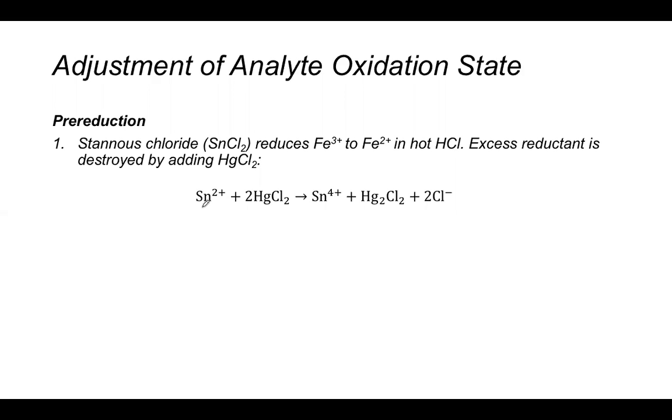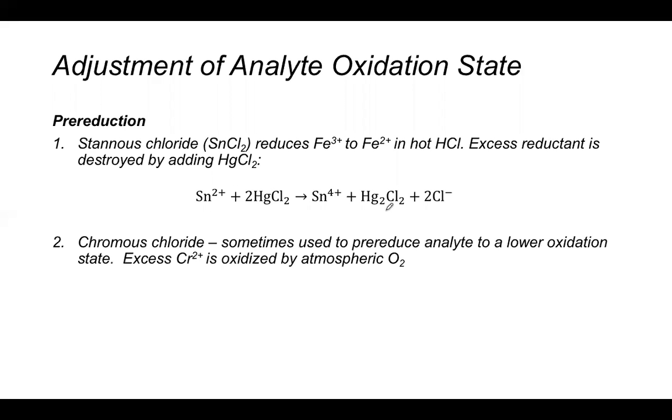So the stannous chloride, the Sn2+, plus the mercury chloride gives us tin 4+, sorry, and dimercury dichloride plus 2 chloride ions. And so we see here that the tin 2+ has been oxidized to tin 4+, and the mercury here has been reduced from +2 to +1, sorry.